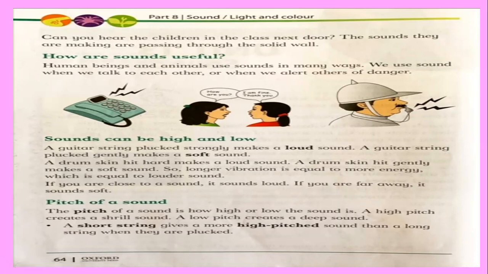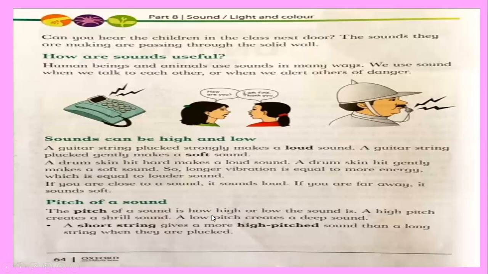Okay, children, did you understand how sounds are useful for us? Then how can we make a sound high and low? Now, the pitch of a sound. What is the pitch of a sound? The pitch of a sound is how high or low the sound is. It's very simple. Pitch means how high or low a sound is.